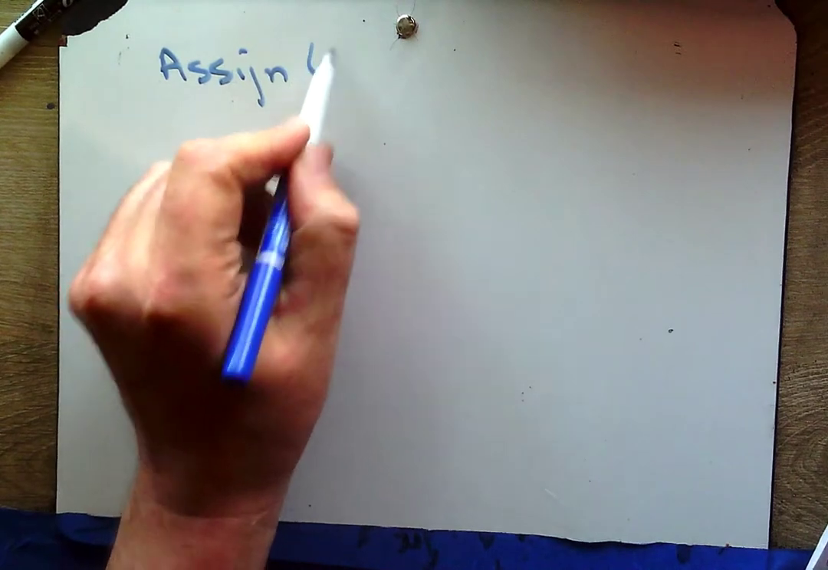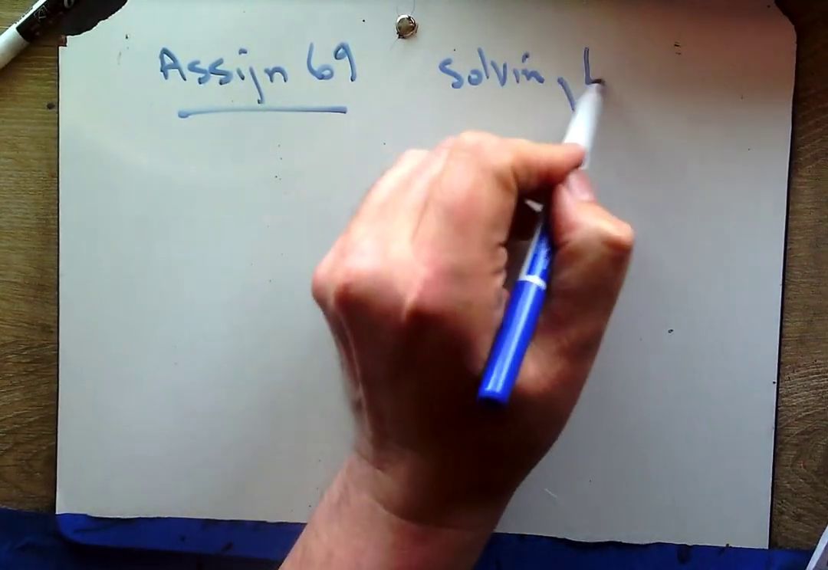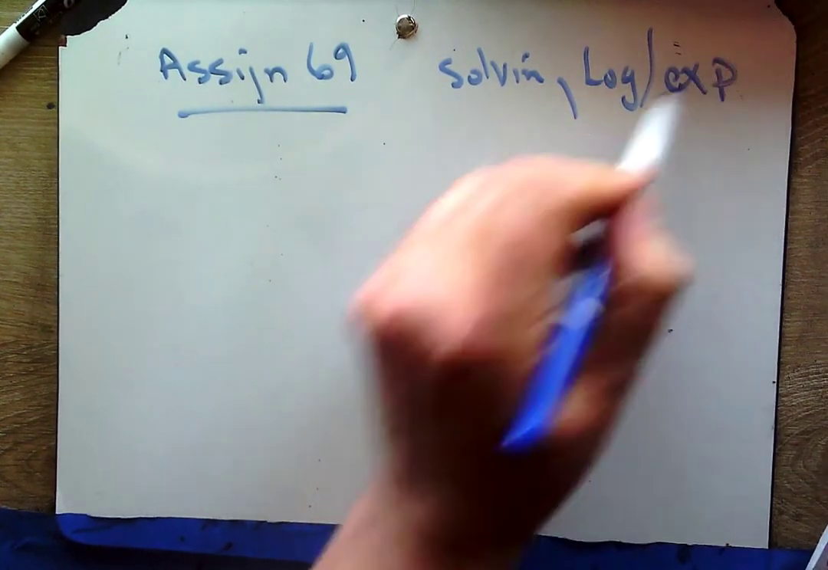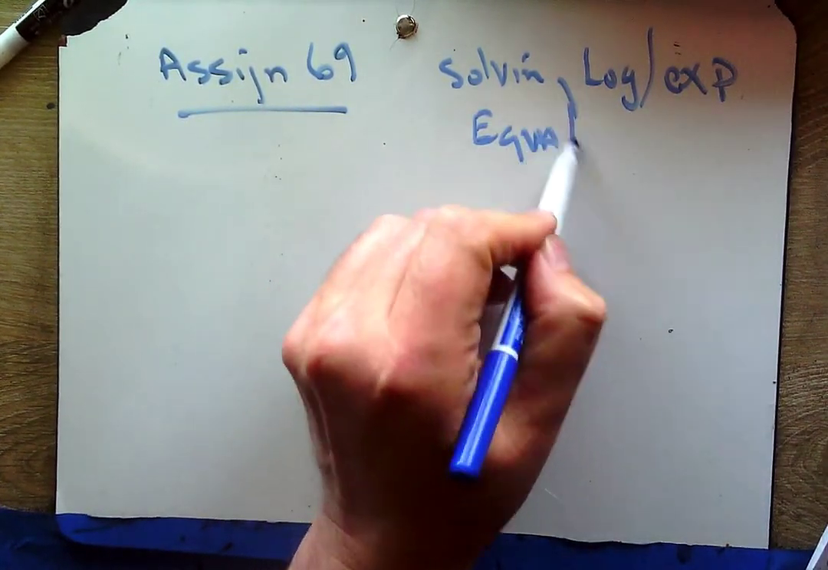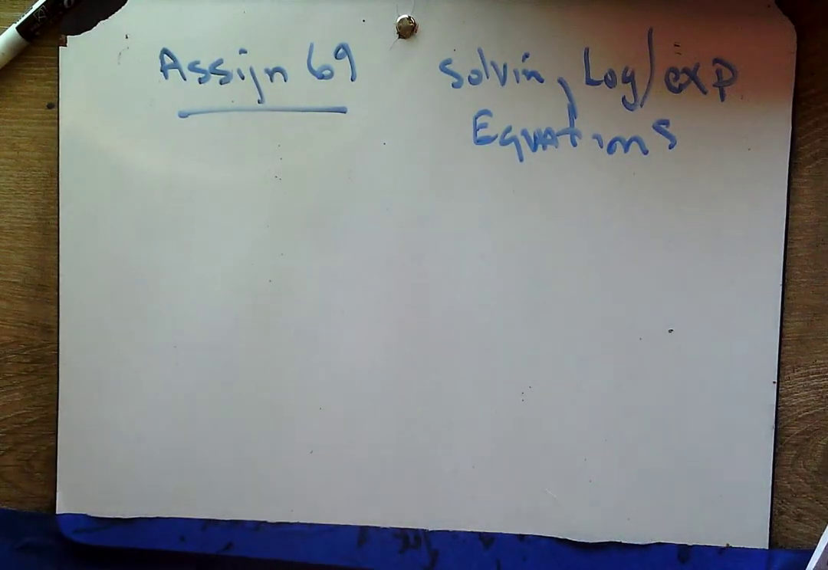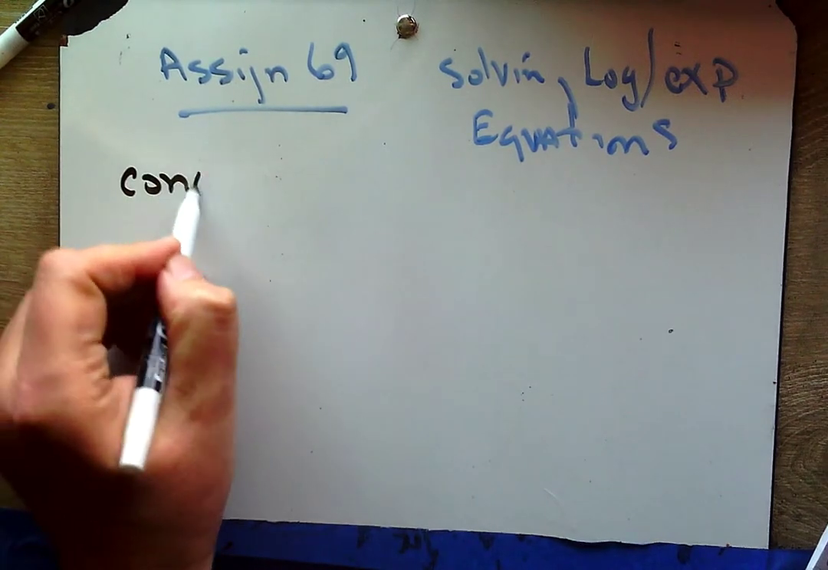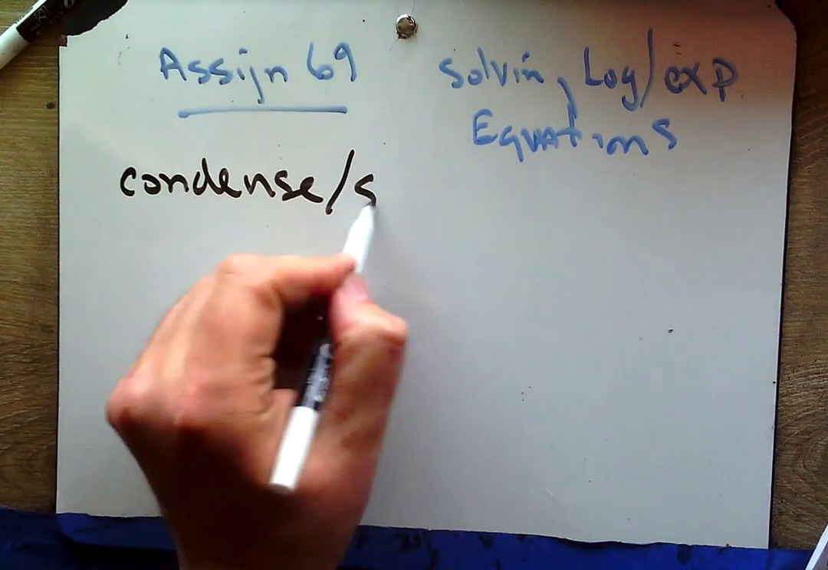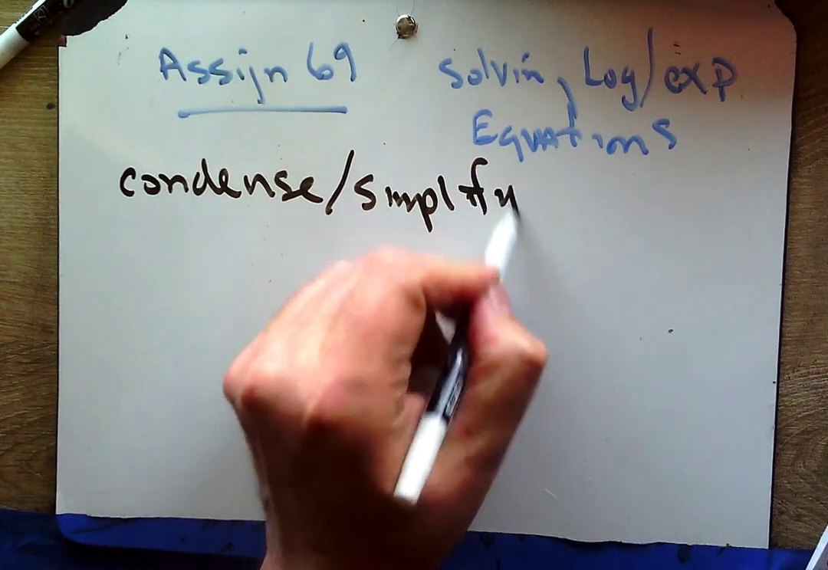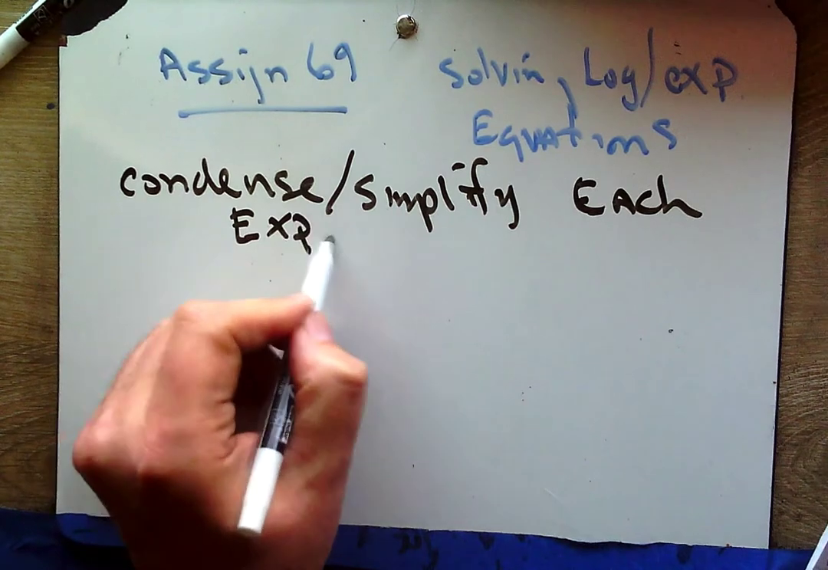We're going to be talking about assignment 69. 69 is all about solving log and exponential equations. Okay? Just before we get to that, could you please condense or simplify each expression?